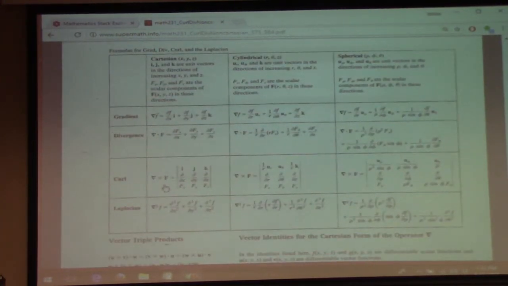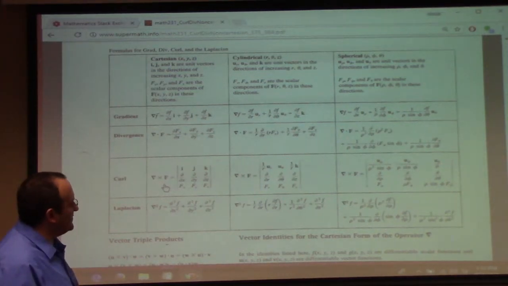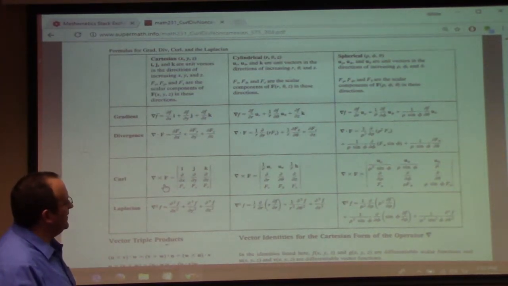Yeah, oh yeah, this is Thomas's. You can tell it's a calculus book if it's using rho. Physics will not use rho as a spherical radius because it's dumb. I do it because of groupthink, peer pressure, whatever. Anyway, here's the formulas for everything.